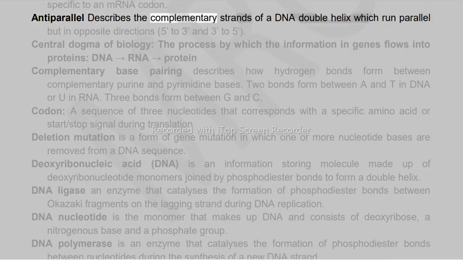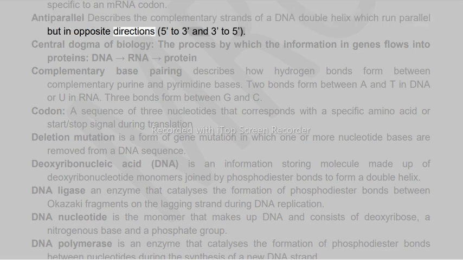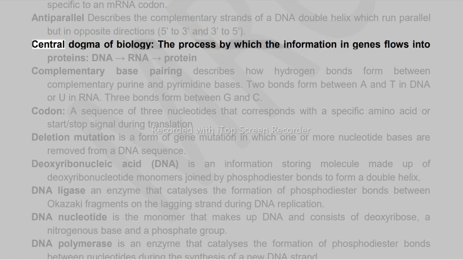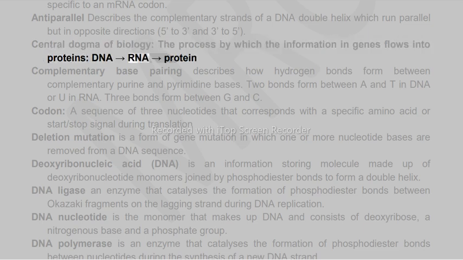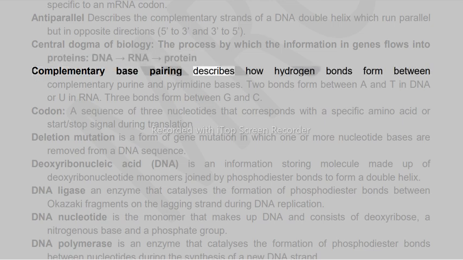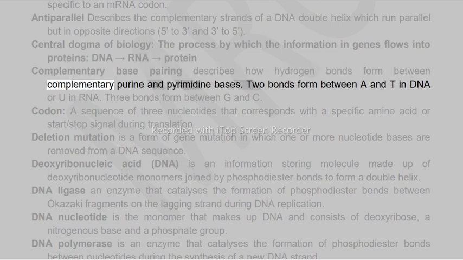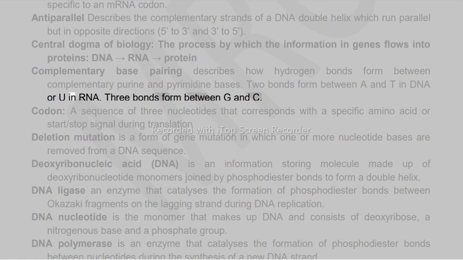Antiparallel describes the complementary strands of a DNA double helix which run parallel but in opposite directions, 5 to 3, and 3 to 5. Central dogma of biology: the process by which the information in genes flows into proteins, DNA, RNA, protein. Complementary base pairing describes how hydrogen bonds form between complementary purine and pyrimidine bases. 2 bonds form between A and T in DNA or U in RNA. 3 bonds form between G and C.